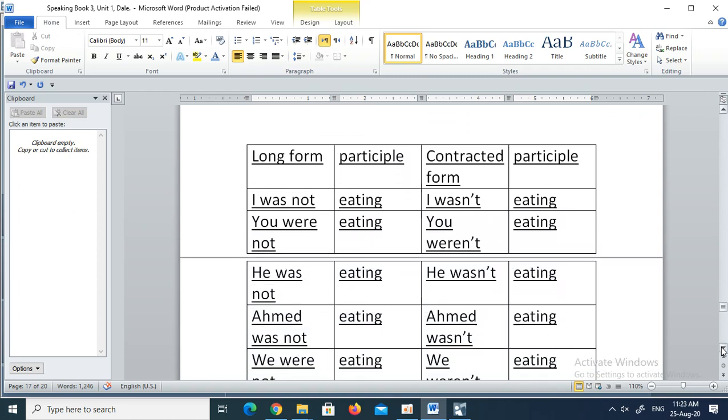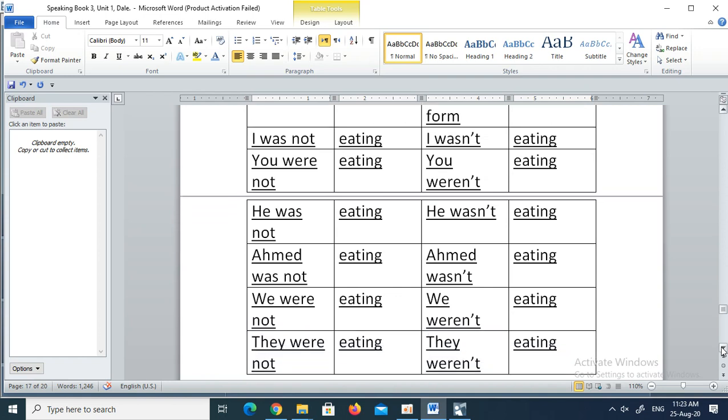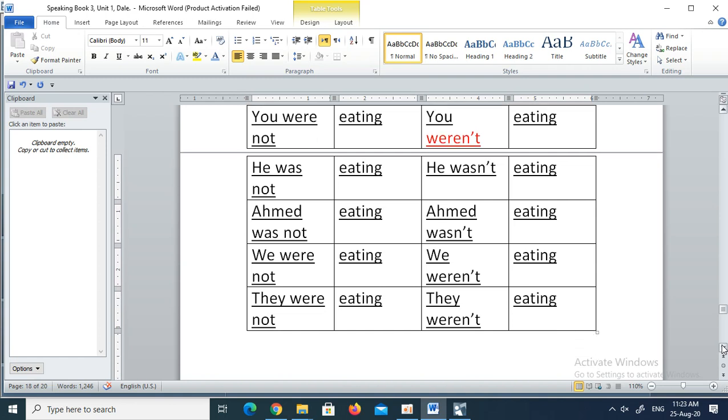Now, the past tense contracts more simply. I was not eating becomes I wasn't eating. You were not eating becomes you weren't eating. He was not eating becomes he wasn't eating. So basically, all our contracted forms here must either be a wasn't or a weren't. So in the past tense, our contractions are very much simpler.